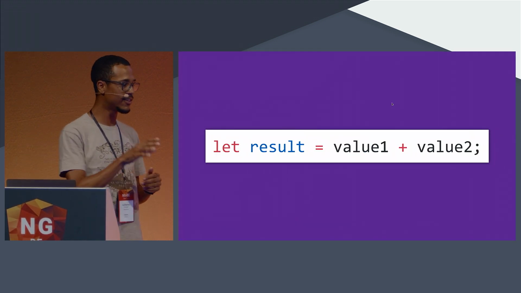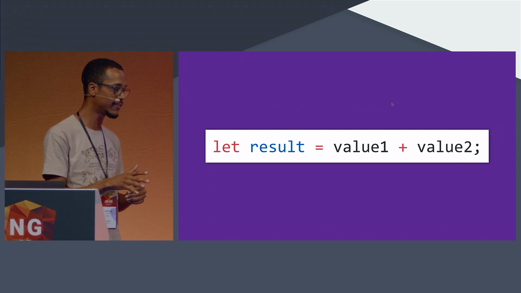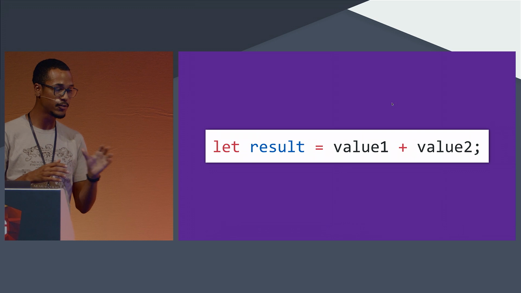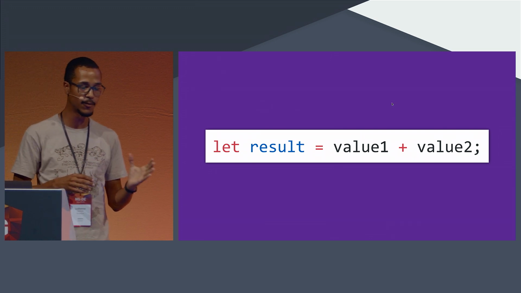But if we think about this line in a declarative approach, we would read this as result equals the sum of value 1 and value 2. This may sound similar, but it's not. By this phrase, we're defining that result depends on the values of those other two variables. So whenever those two variables change, result will change as a consequence.